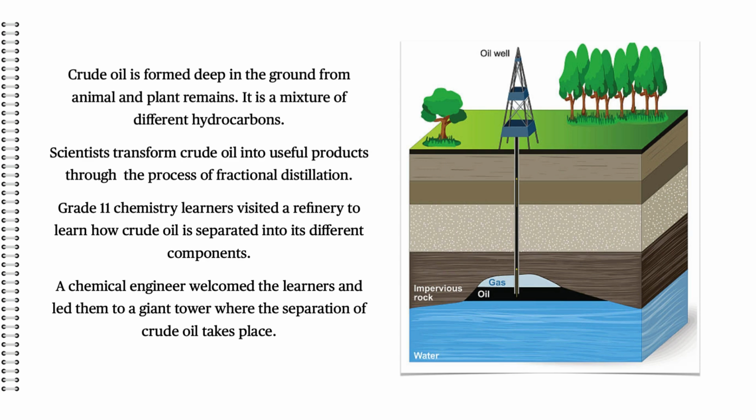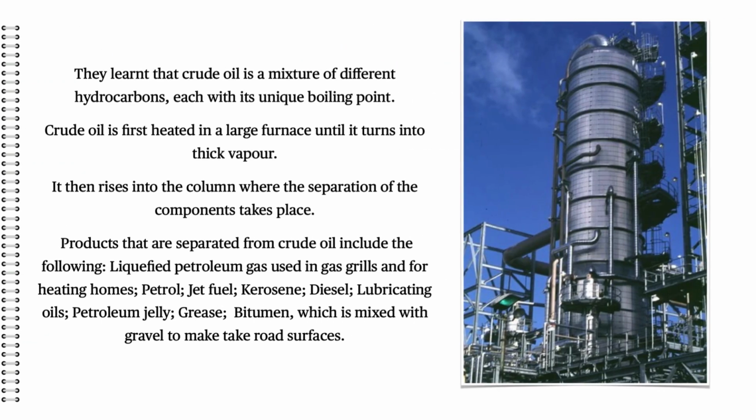A chemical engineer welcomed the learners and led them to a giant tower where the separation of crude oil takes place. They learnt that crude oil is a mixture of different hydrocarbons, each with its unique boiling point. Crude oil is first heated in a large furnace until it turns into thick vapor. It then rises into the column where the separation of the components takes place.